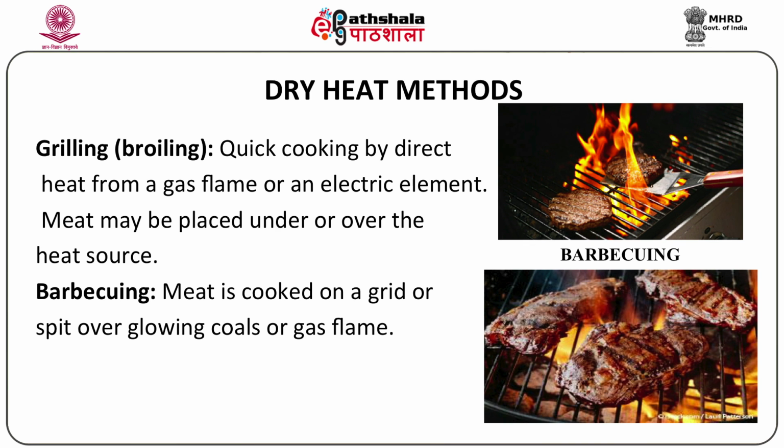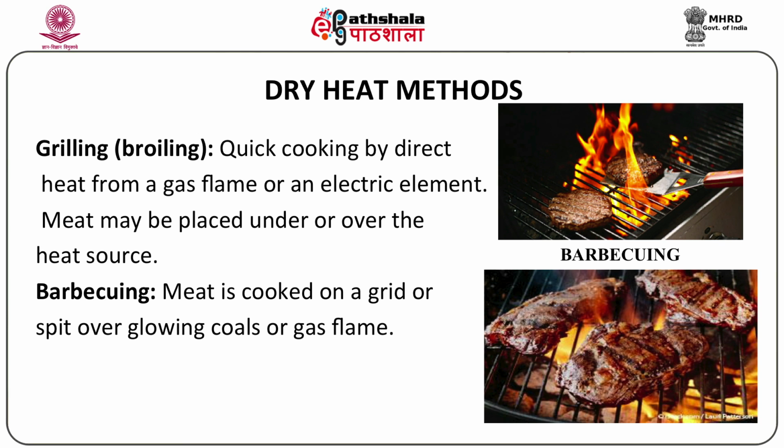Grilling is also referred to as broiling. Meat can also be cooked by grilling. This is a quick cooking method because the meat comes into direct contact with the heat surface. Now the heat is usually generated from a gas flame or from a heated electric element. Meat is placed under or over the heat surface, and it's usually the tender cuts of meat which are grilled. When meats are cooked by grilling, care should be taken to turn the meat over at frequent intervals for uniform cooking.